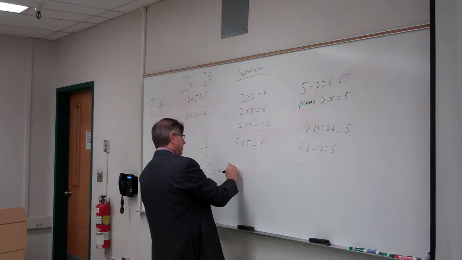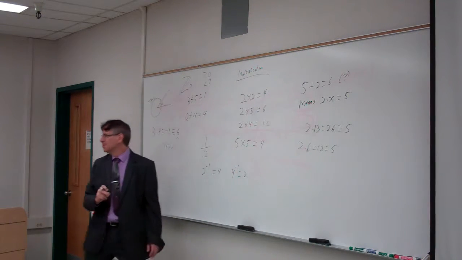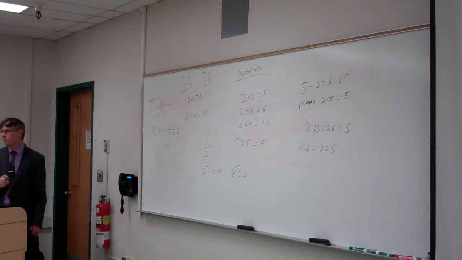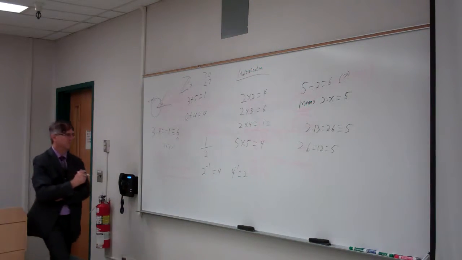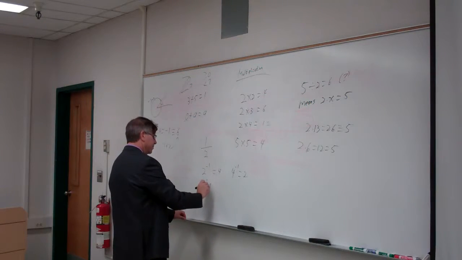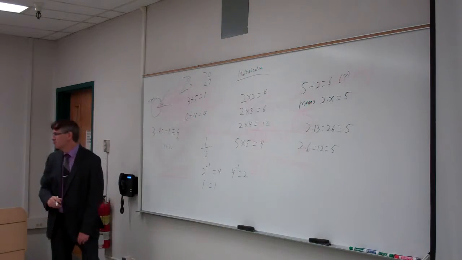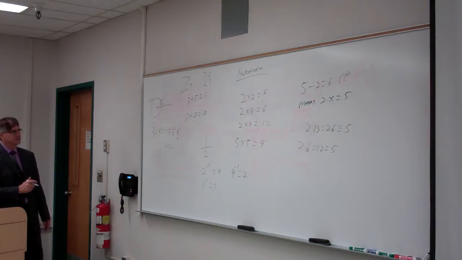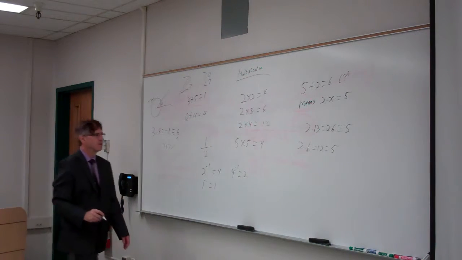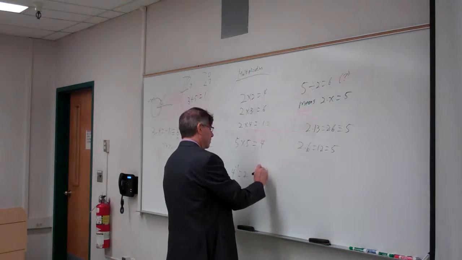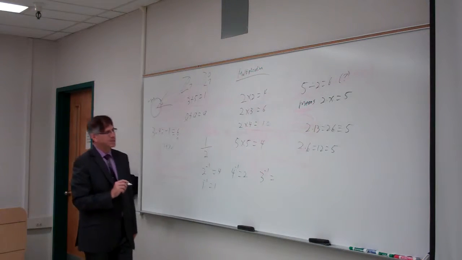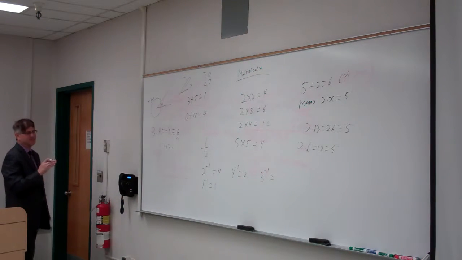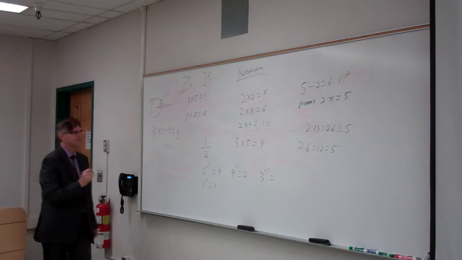Ergo, 4 has a multiplicative inverse, which is 2. One is its own inverse. 1 divided by 1 is 1. Well, that's kind of warm and fuzzy. Three gets multiplied by 5.